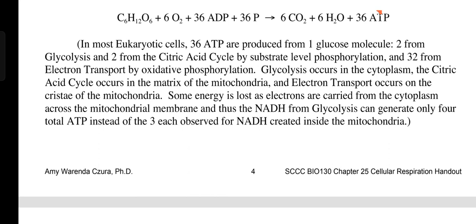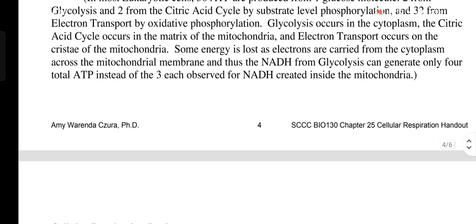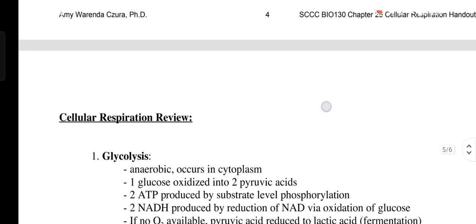Glycolysis occurs in the cytoplasm. The citric acid cycle occurs in the matrix of the mitochondria, and electron transport occurs on the cristae of the mitochondria. Some energy is lost as electrons are carried from the cytoplasm across the mitochondrial membrane, and thus the NADH from glycolysis generates only 4 total ATP instead of the 3 each observed from NADH created inside the mitochondria.